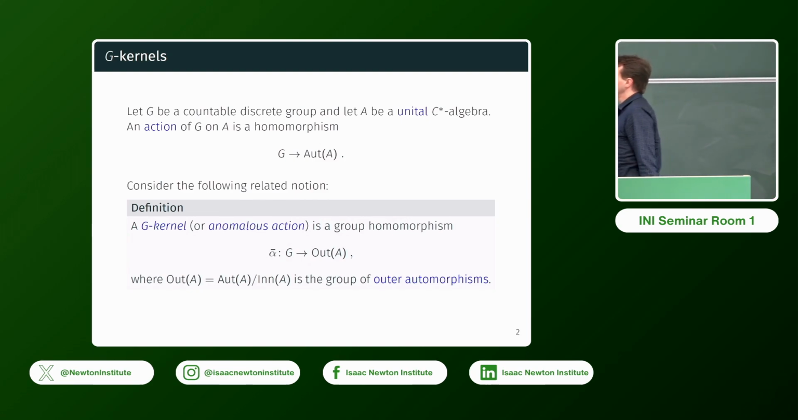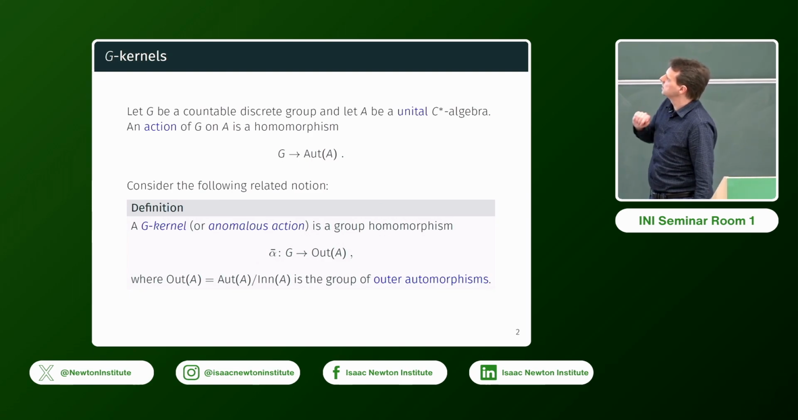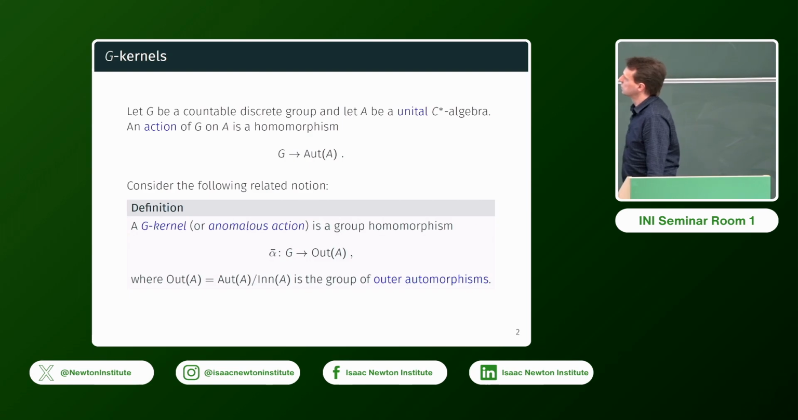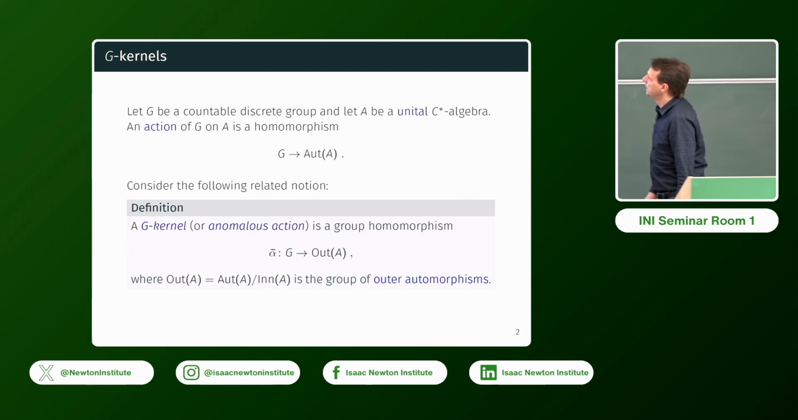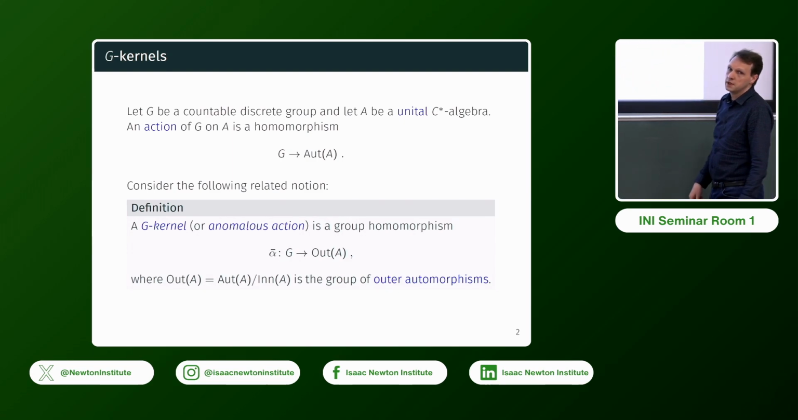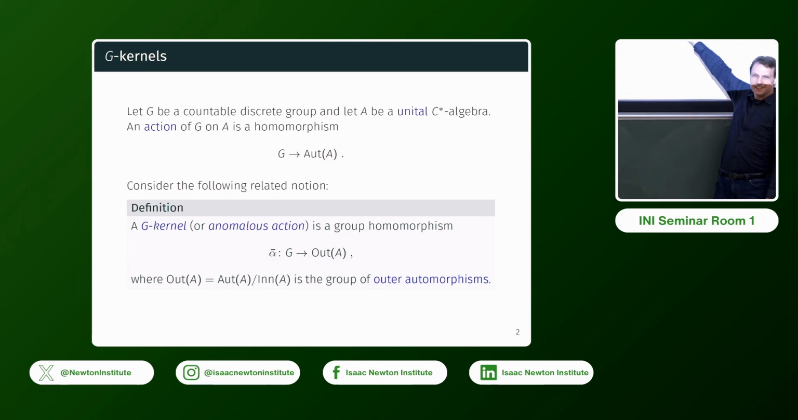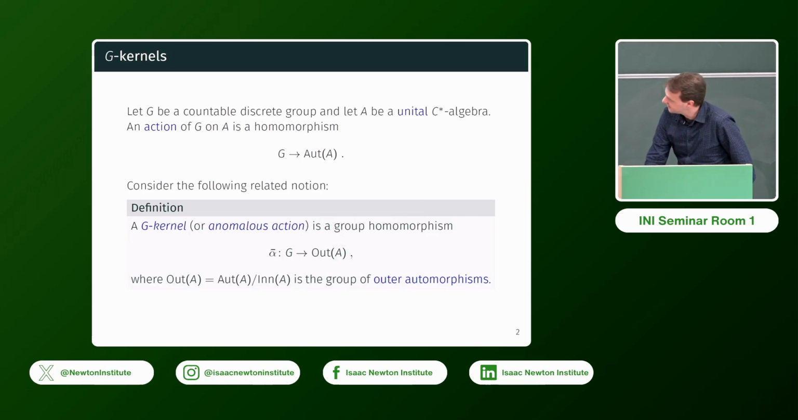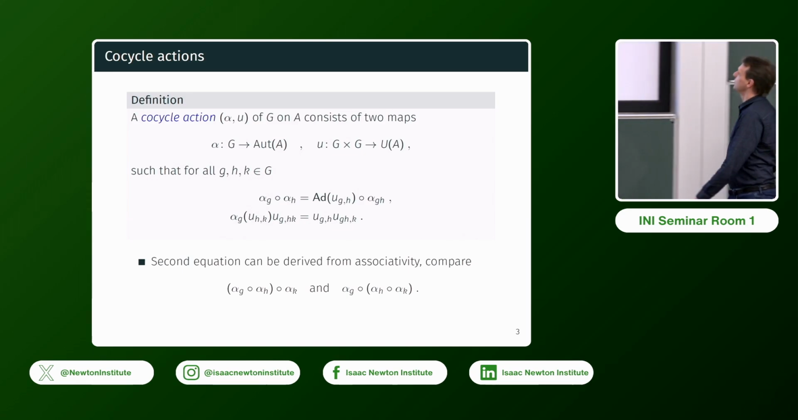And then there are several notions that are related to that, and one of them is the notion of a G-kernel. These are sometimes also called anomalous actions. And a G-kernel is just a group homomorphism from G, but not to the automorphism group, but to the group of outer automorphisms, which is the quotient of the automorphism group by the inner ones. And maybe for this crowd, it's important to point out this is an O, it's not a Q.